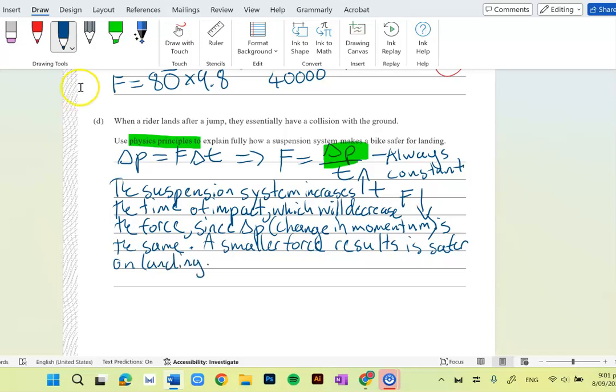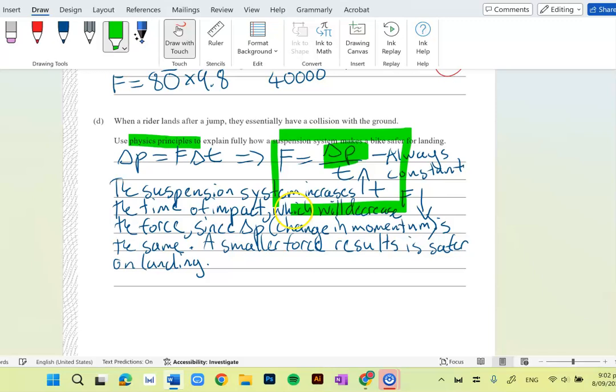If you want to sound like a nerd, you can also write something like the spring absorbs the energy on impact, so less force is transmitted to the rider over a longer time, and that will ultimately reduce the injury or risk of impact. This type of question is always going to use this equation. You just have to rearrange it, and then all you have to cover is the time increasing and what that will do to the force. That will decrease the force because the change of momentum is the same.